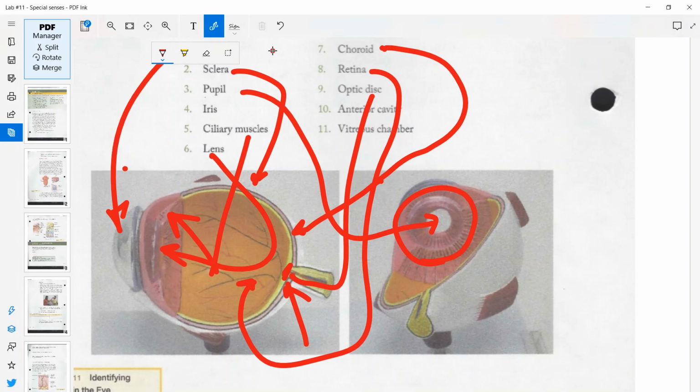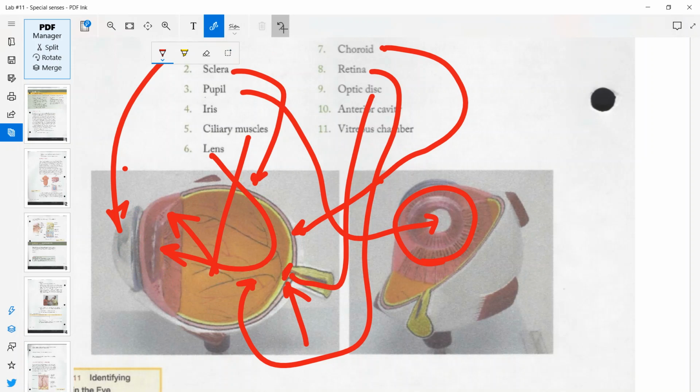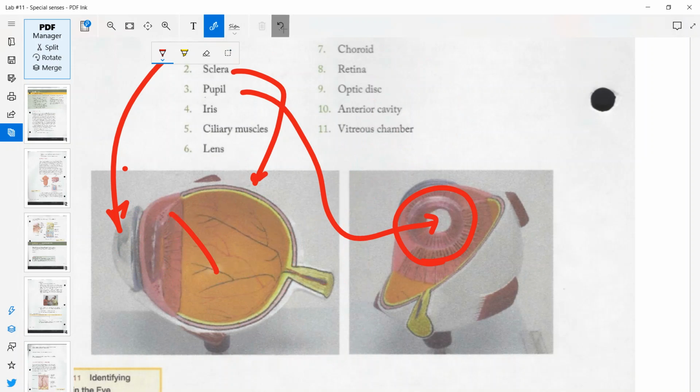Now, the anterior cavity is the part of the eye that is in front of the lens, and the vitreous chamber is the part of the eye that is in the back. So that's the vitreous chamber, I basically colored it. And that's the anterior part. Okay, good.